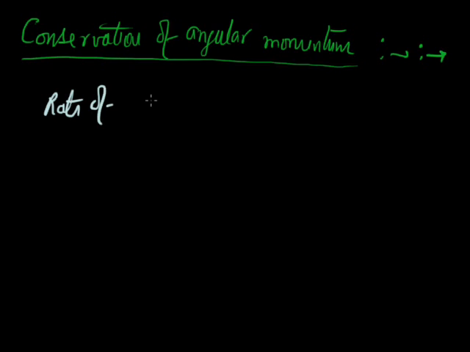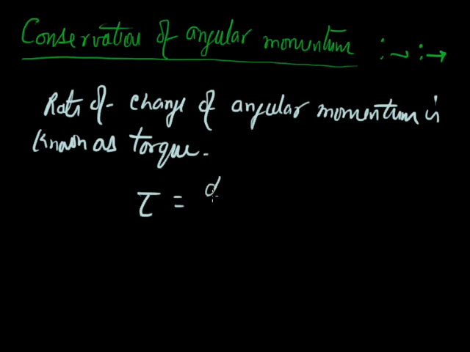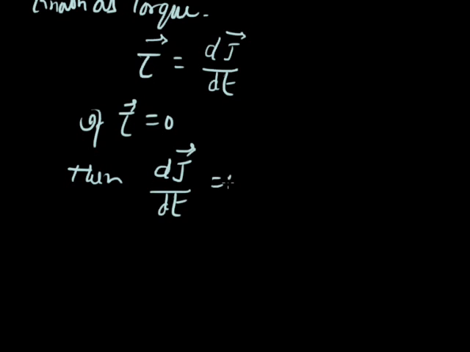The rate of change of angular momentum is known as torque. Torque tau is dJ upon dt in vector form. If tau is 0, then dJ upon dt will be 0, or we can say dJ upon dt equals 0.